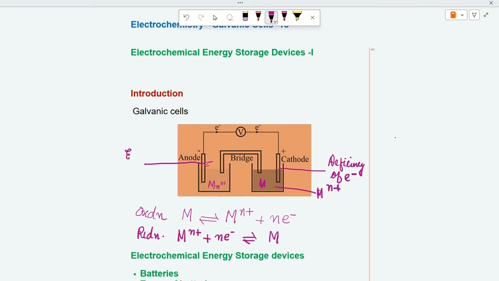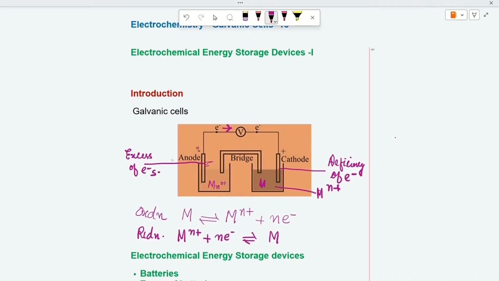But at the same time at the anode, the metal is getting oxidized, leaving its electrons on the metal part, and here we have an excess of electrons. Now, if it is connected through an external circuit by a conducting wire, the electrons flow from the anode to the cathode, and therefore the anode will be negatively charged because there is an excess of electrons, and the cathode will be positively charged.